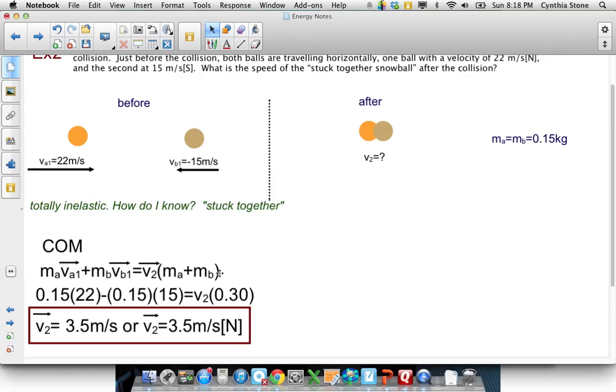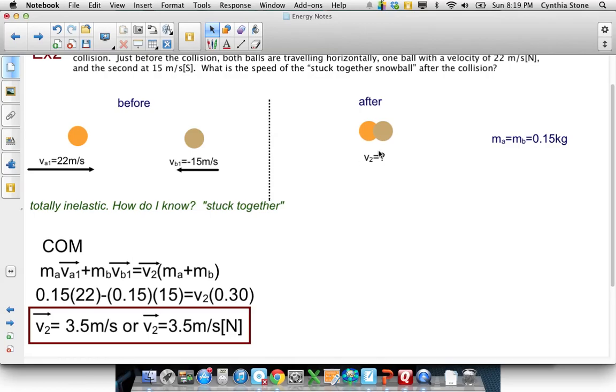So here's my conservation of momentum equation for a totally inelastic collision. Sub in everything that you know. This time you can't necessarily just cancel out the mass because of MA plus MB, so that's the 0.3 over here. Notice this is negative now, that's because VB is negative. So I'm still adding, but I'm adding a minus. And just rearrange and solve, and so the common velocity afterward is 3.5 meters.